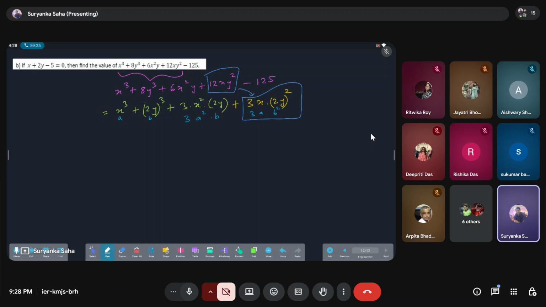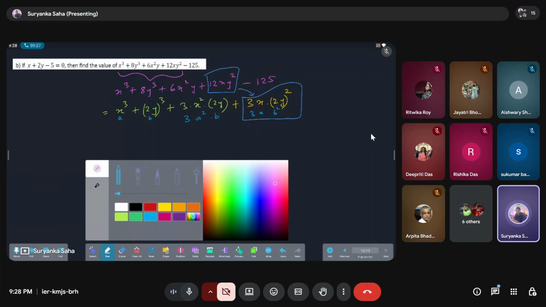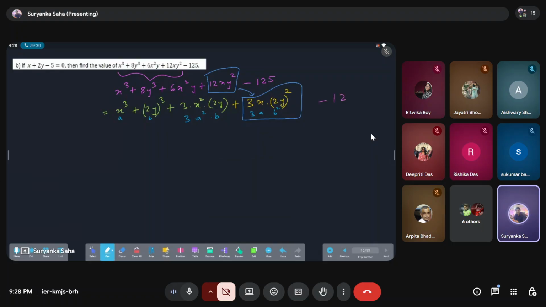And outside, someone is waiting, our guest, that is minus 125 is waiting outside. No entry. We did not give entry. Chalo, so this portion is basically a plus b whole cube, so a is x plus b is 2y whole cube, and the guest is there, 125. Now you see we have given x plus 2y minus 5 equal to 0, so x plus 2y will be 5, pushed over to the right side. So if you are taking cube, you have to write taking cube. No, you don't have to take cube.